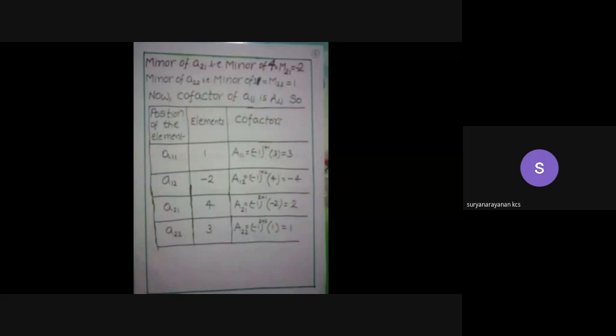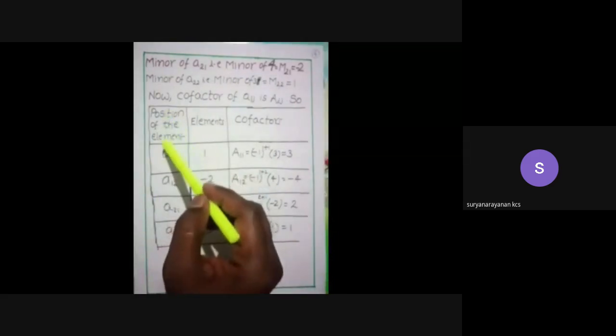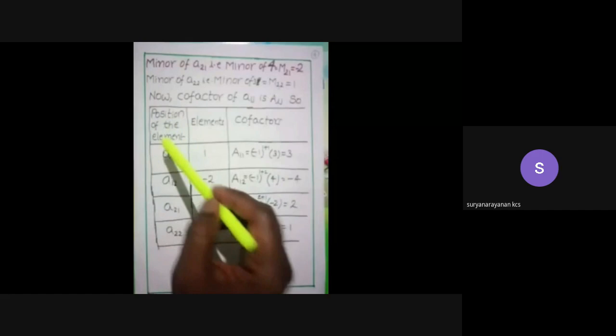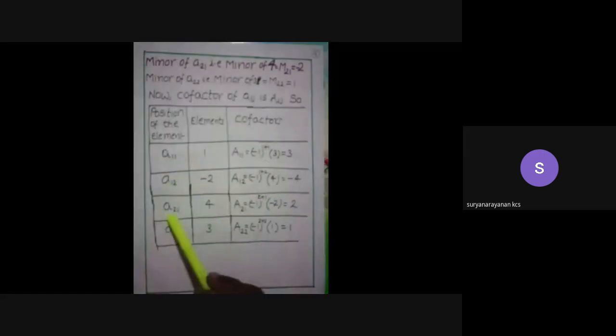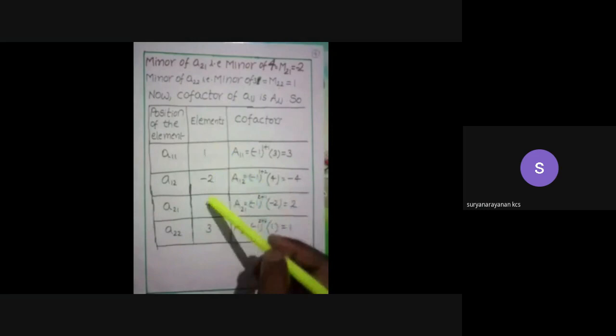Now we are going to find cofactors of the 4 elements in the determinant. So I am writing here clearly the position of the element: A11 first row first element, A12 first row second element, A21 second row first element, A22 second row second element. I got here 4 elements: 1, -2, 4, 3.